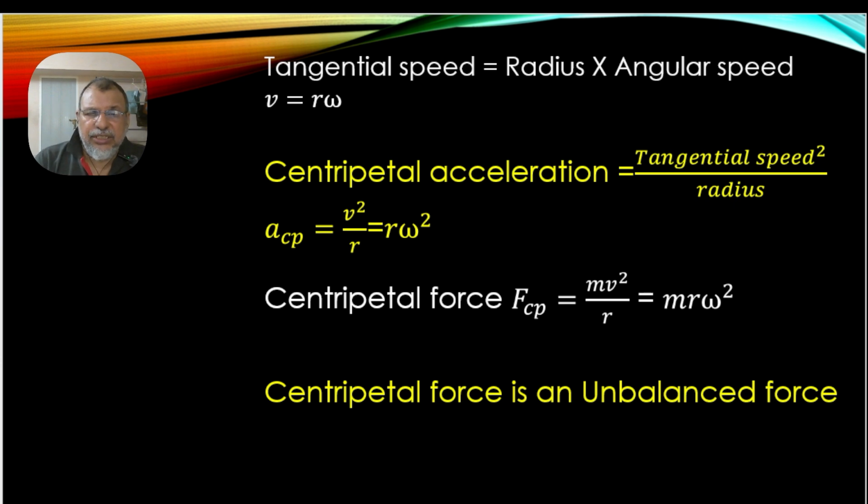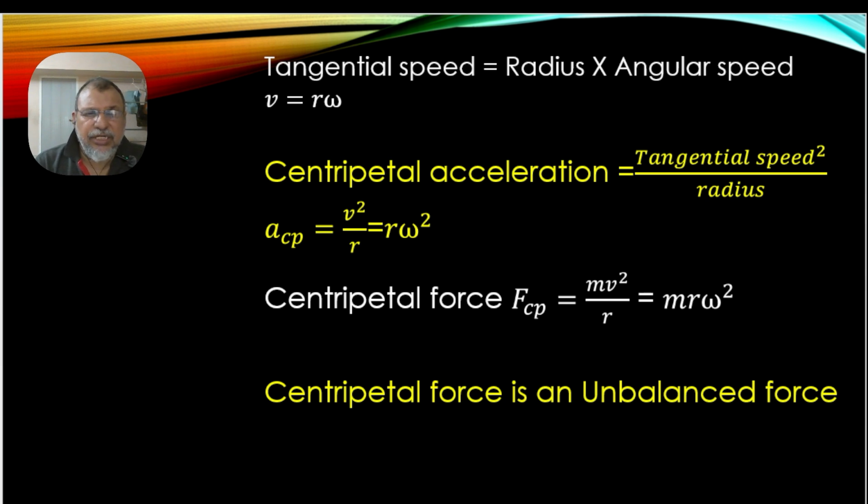Now we have seen this relationship already. The first one, v is equal to R omega: tangential speed is equal to the product of the radius and the angular speed. And we have centripetal acceleration. Centripetal acceleration is equal to the square of tangential speed over the radius, or you can write a_cp is equal to v square over R, or you may write it as R omega square.